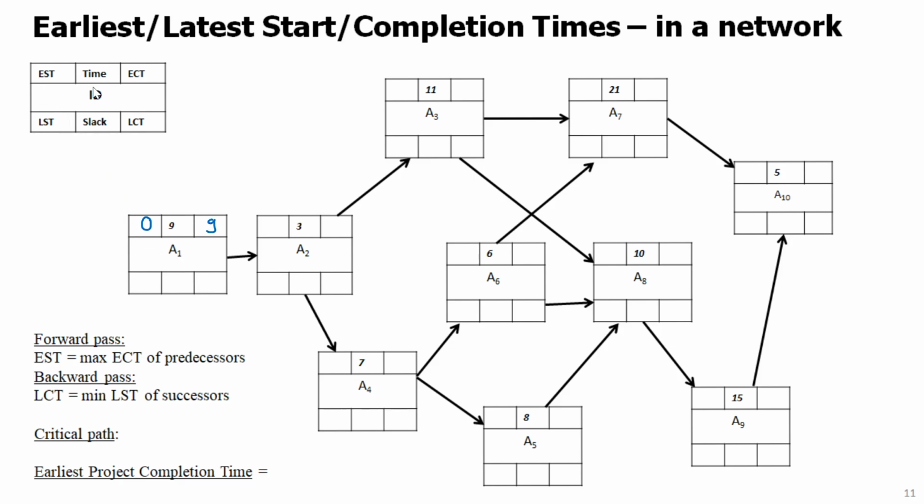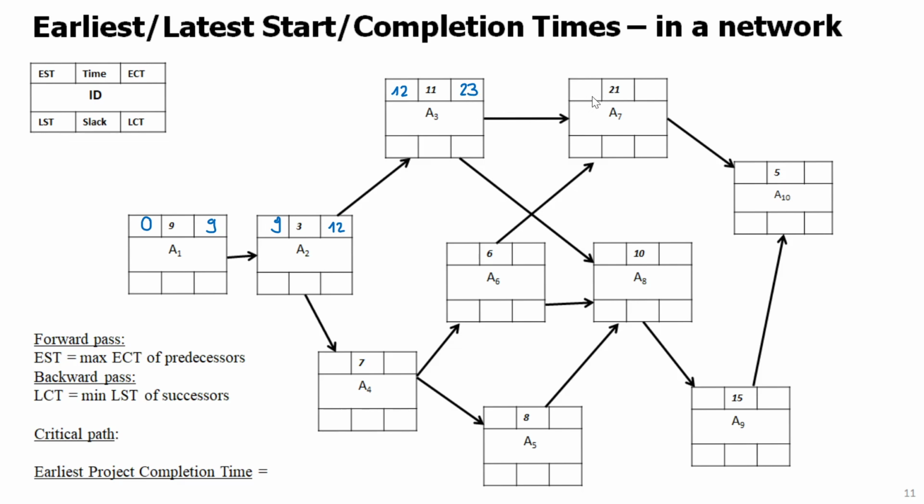Remember, these are earliest times. So activity 2 can be started 9 days after we started the project and finished 12 days after. For simplicity, I will just say this is starting on day 9 and finishing on day 12. But remember, it really means how many days from the beginning of the project. So A3 can be started on day 12 because A2 is finished, and then this will be finished on day 23.